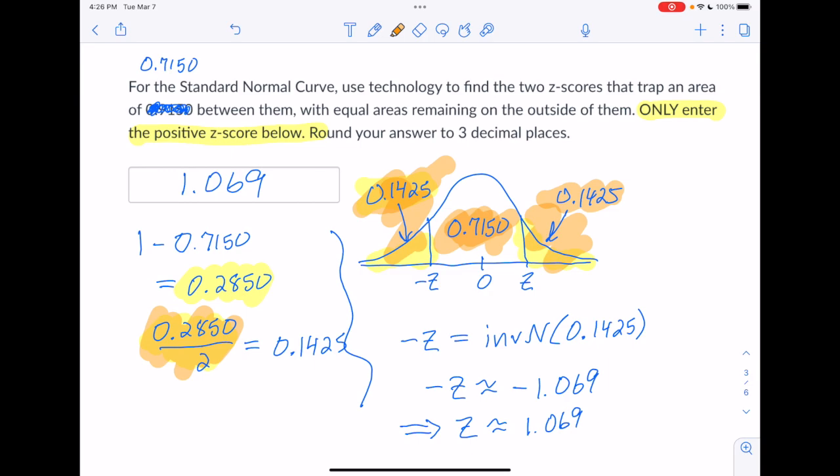Then this is a working backwards question because they give us areas and want us to find z-scores. So make sure that you're using inverse normal rather than normal CDF. And then just in terms of directions, make sure you're putting 3 decimal places. Make sure you're doing the positive z-score, even though we're going to find the negative one first. They asked for the positive one, so just make sure you're doing that.